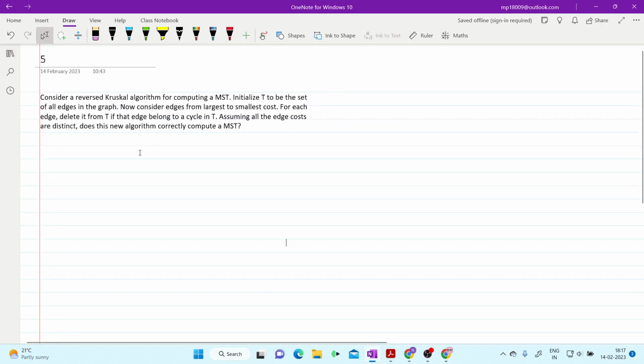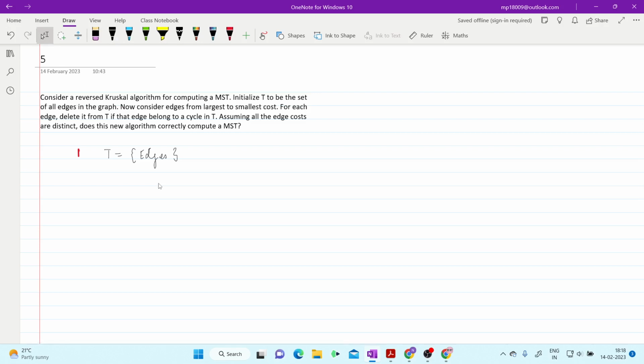So now the next question is, consider a reversed Kruskal algorithm for computing a minimal spanning tree. So now they are giving us another alternate method, which is reversed Kruskal algorithm. How is that working? We set T to be all the edges in the graph, and now we are considering edges from largest to smallest cost. We'll look at this particular example later.